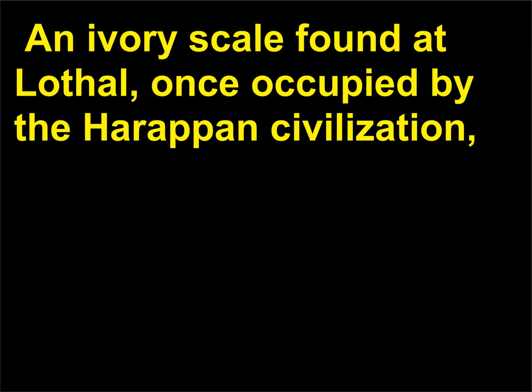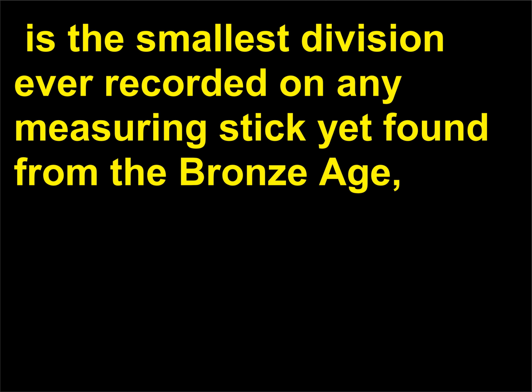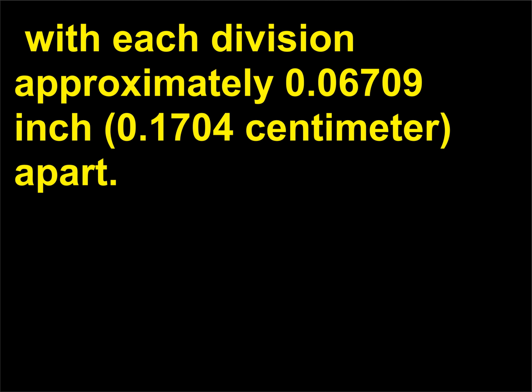An ivory scale found at Lothal, once occupied by the Harappan civilization, has the smallest division ever recorded on any measuring stick yet found from the Bronze Age, with each division approximately 0.06709 inch, 0.1704 centimeter, apart.